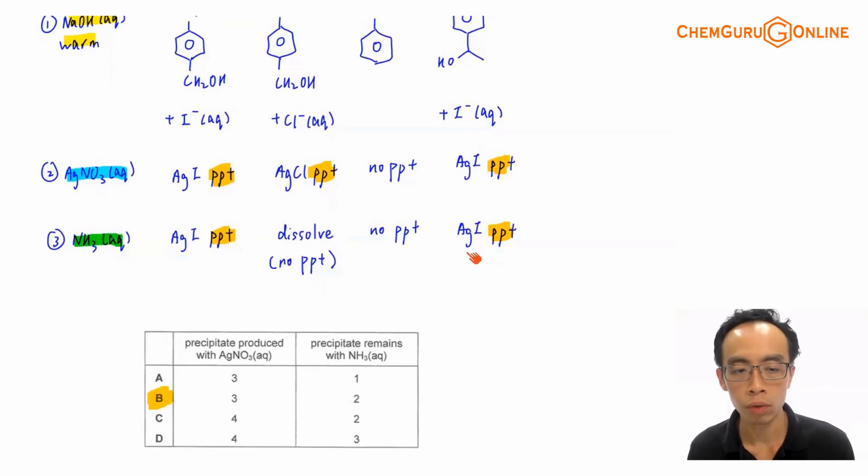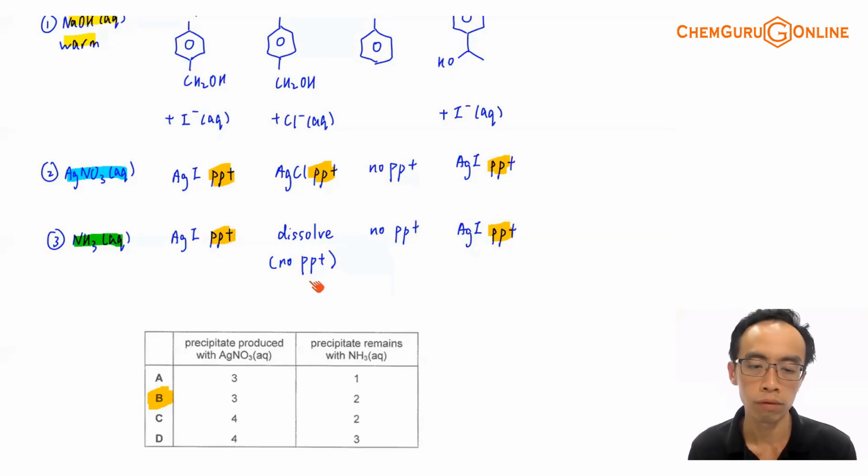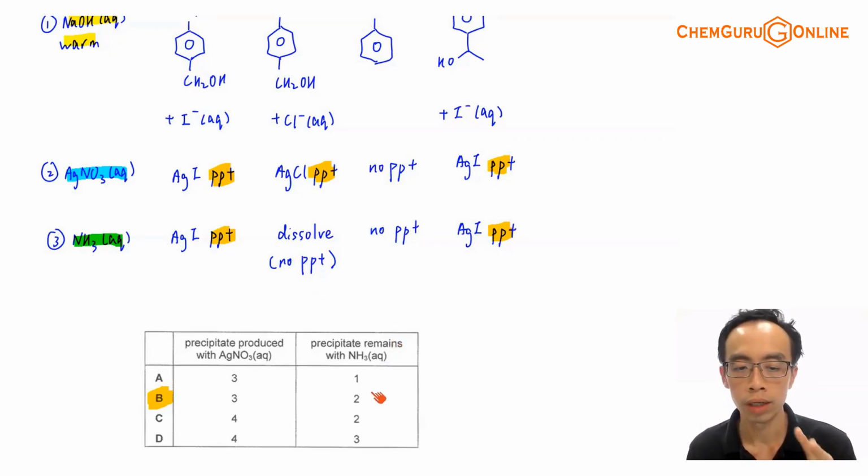So basically, to answer this question, involving which one of them will give me a precipitate produced with AgNO3, we have three of them, the first, second, and the last. And involving which one will give me a precipitate remaining with ammonia, I'll have two of them, both silver iodide will remain, the silver chloride will dissolve. So precipitate remaining with ammonia, I'll have two of them. Precipitate produced with AgNO3, I have three of them. So the answer to this question will be B.